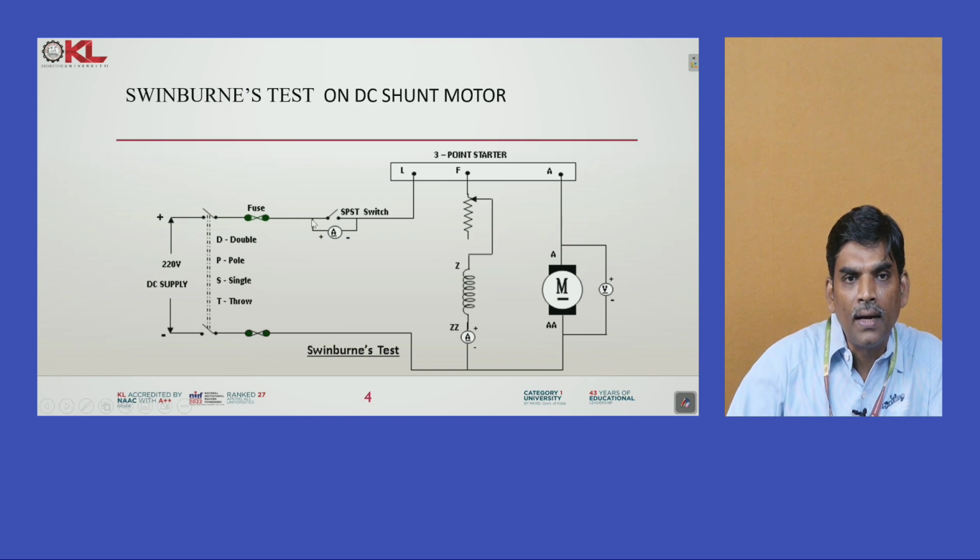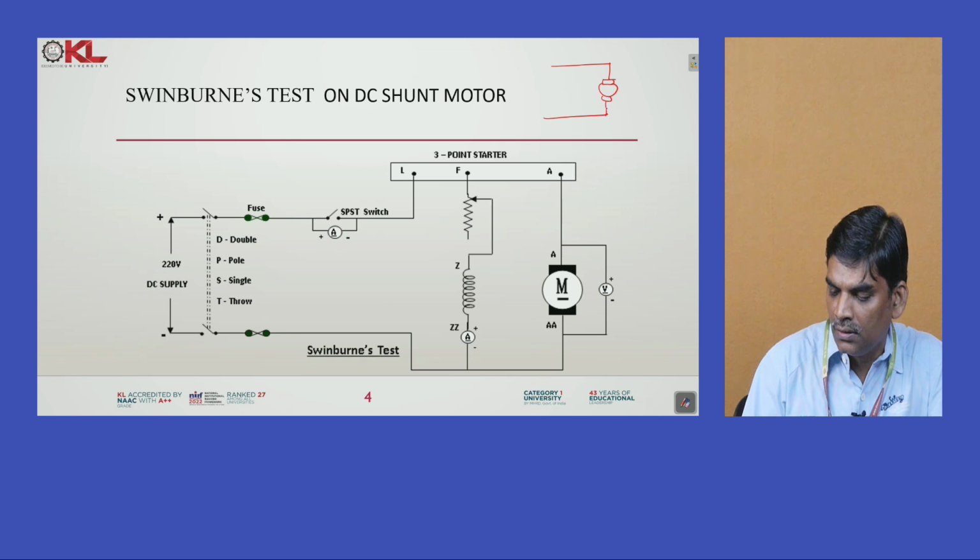At that time the current passes through this ammeter. So under no load condition, this ammeter gives the no load current. Generally this is the circuit diagram. This is the armature winding, this is the field winding. Once we apply the rated voltage across this, it draws some current, which is called IL naught.